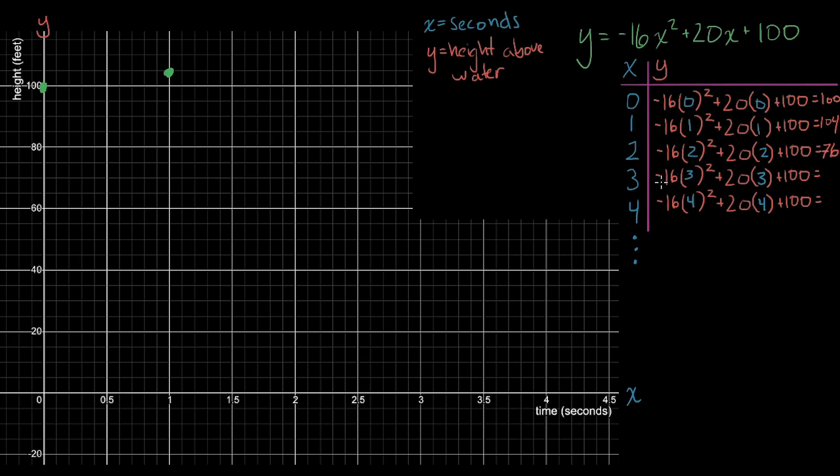And then here I have negative 16 times 3 squared. I'm going to have to actually use some scratch paper here to figure this out. So negative 16 times 3 squared, which is 9. So negative 16 times 9 plus 20 times 3 is 60, plus 100.